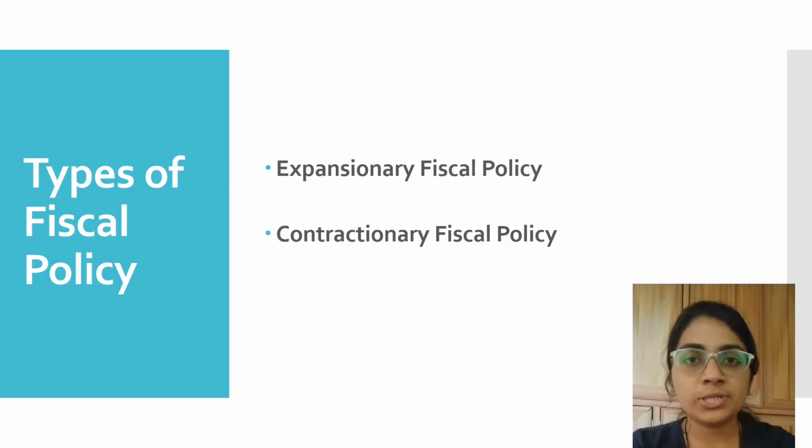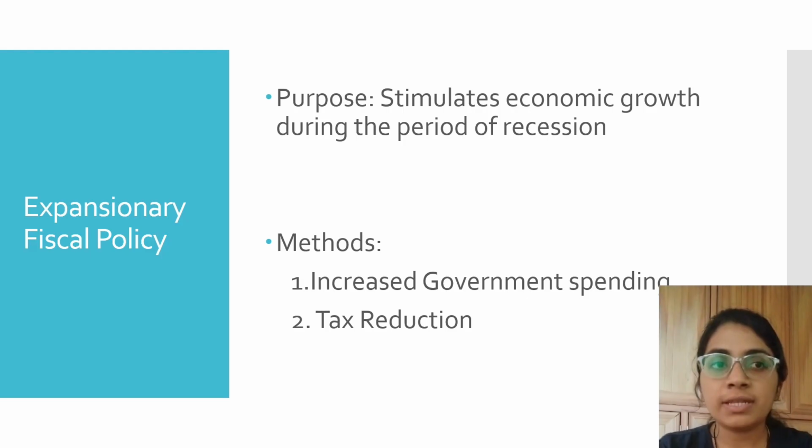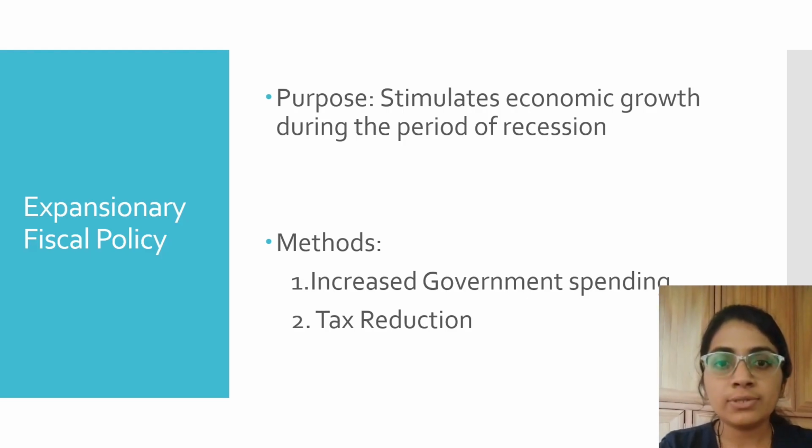First one is expansionary fiscal policy and second one is contractionary fiscal policy. Expansionary fiscal policy is used to stimulate the economy, especially during the period of recession or economic slowdown. It involves increase in government spending and decrease in taxes. This is to boost the aggregate demand, encourage the spending and thereby reduce the unemployment. For example, government might invest in various infrastructure projects and also may provide a reduction in tax in order to increase the disposable income of individuals.